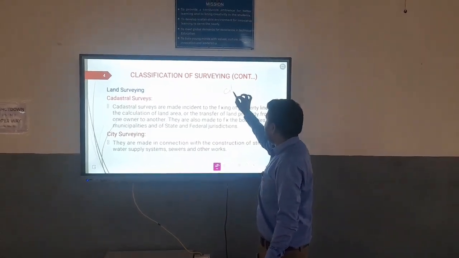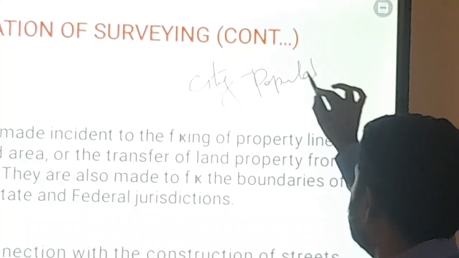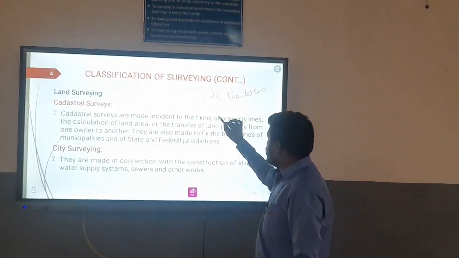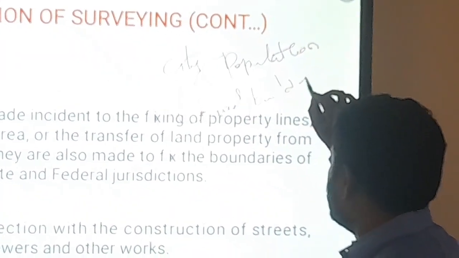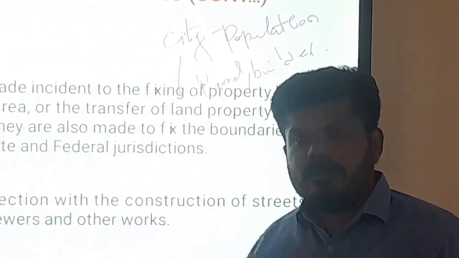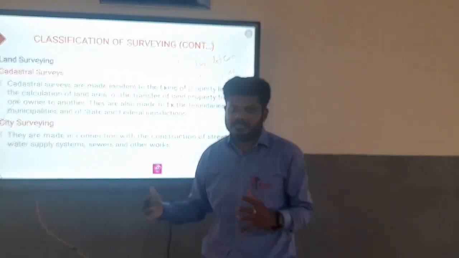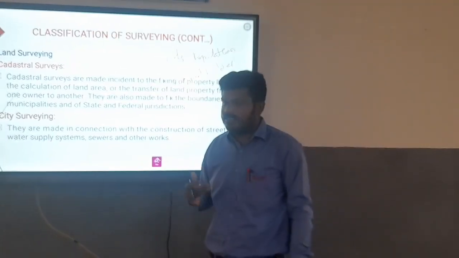In the city survey, more population will be there, so in that area we are going to measure road structures, buildings and so on. In the cadastral and remaining surveys, we are just going to measure the land or forest regions. These are the different category surveys that we take in the land conditions.